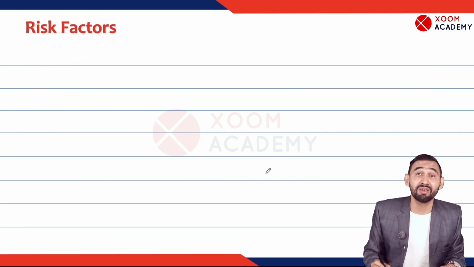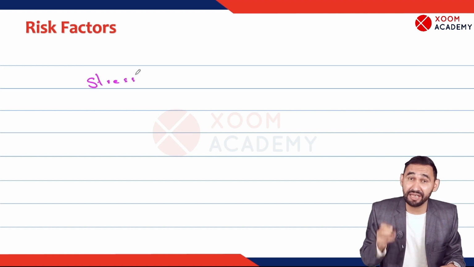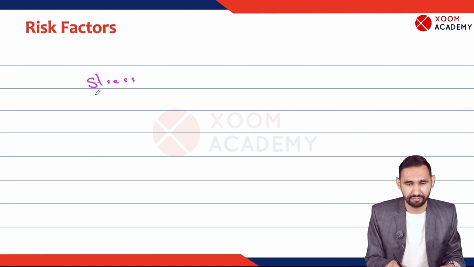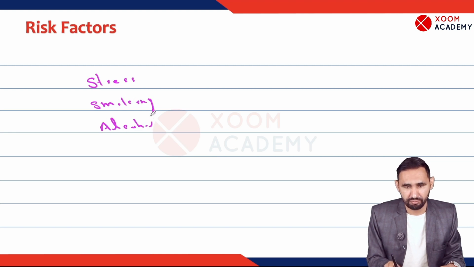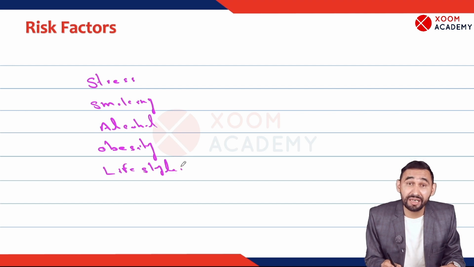What are risk factors of developing hypertension? Stress. There is stressful lifestyle nowadays. Stress is contributing in high blood pressure. It is increasing the burden of hypertension. And smoking. Smoking is also a risk factor. Use of alcohol. This is also a risk factor. Obesity, overweight people, sedentary lifestyle, no physical activity can raise the blood pressure. Maybe family history.